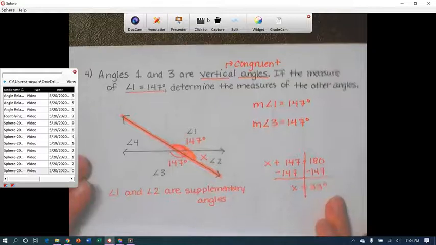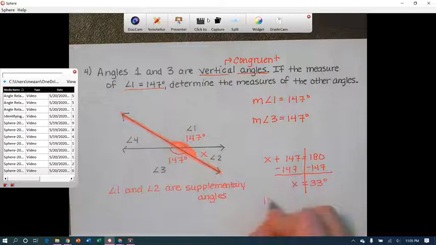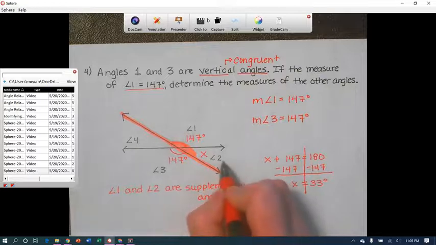And I'm going to check my math before moving on. Always check. 147 plus 33, 10, 1. That does equal 180 degrees. So I know that the measure of angle 2 is in fact 33 degrees.